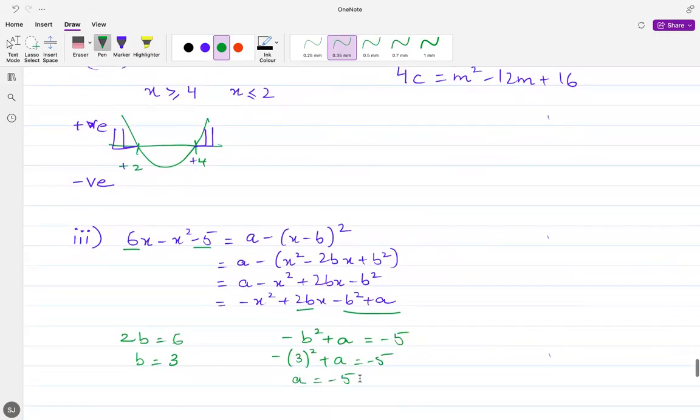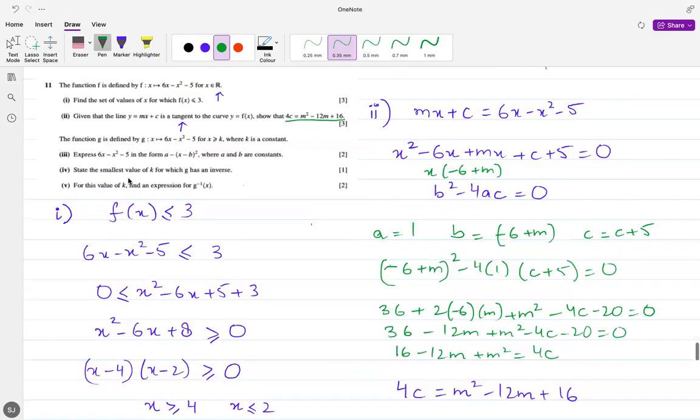So a will be equal to minus 5, and this will come over here and become plus 3 squared, which is 9. So a will be equal to 4. So we can write the final expression as 4 minus (x minus b) whole squared. The value of b is 3, so this will become 4 minus (x minus 3) whole squared.